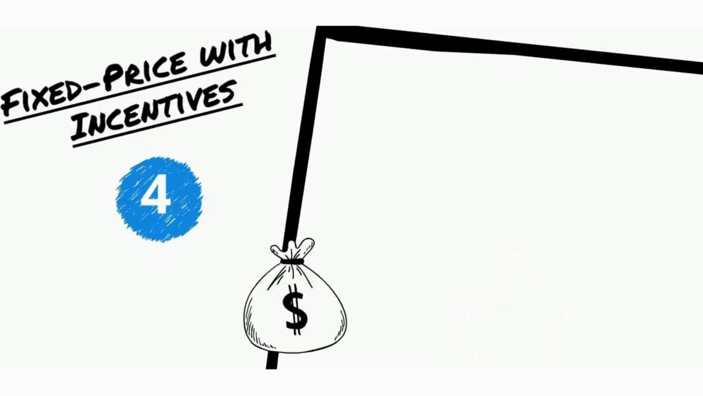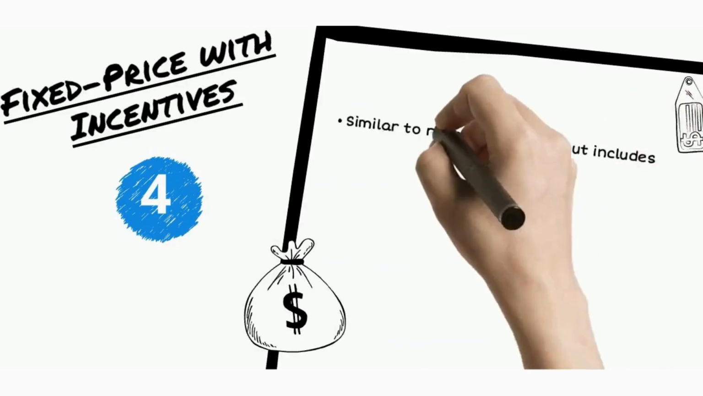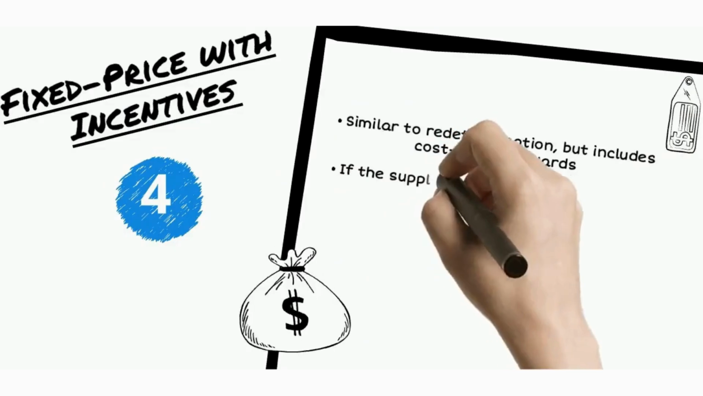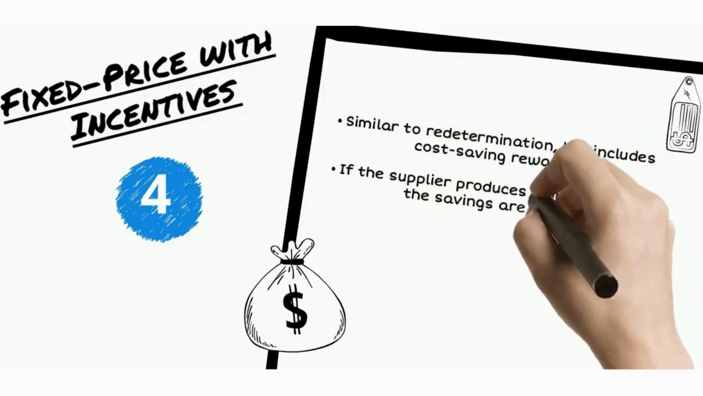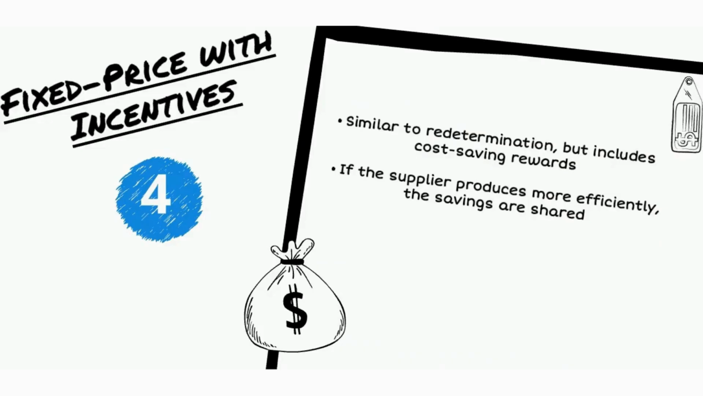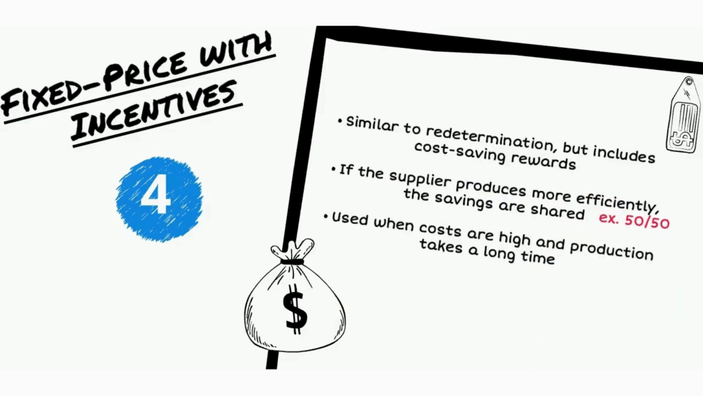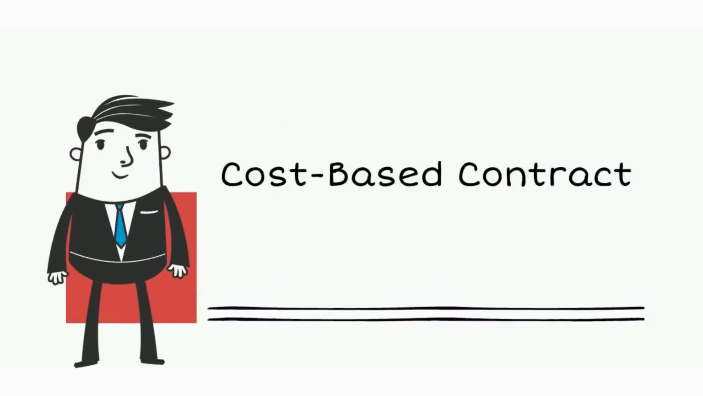Finally, we have the last type, which is fixed price with incentives. This type is similar to a redetermination contract, but it includes a cost-saving element. Purchasers promise suppliers that any savings that they achieve from an initially set price target are going to be shared between the supplier and the purchaser at a predetermined rate. Meaning if the supplier produces more efficiently, the savings are shared. For example, 50-50. This type of purchase contract is typically utilized under conditions of high cost per unit and relatively long lead times.